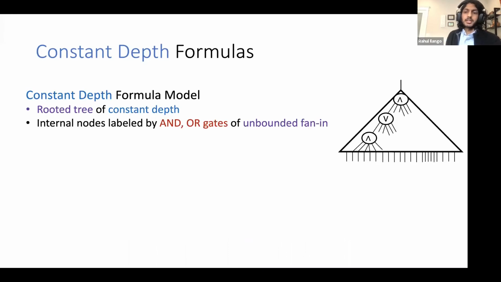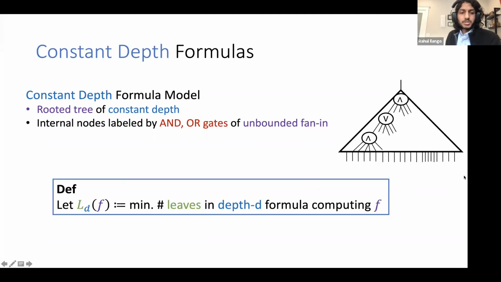So let me just remind you guys of the model of constant depth formulas. So constant depth formula, you have an underlying rooted tree of constant depth, and at each internal node in the tree, you get to use an AND gate or an OR gate, and we can assume all the NOT gates are pushed to the bottom. And let me introduce some notation. I'll say L sub D of F is going to be the depth D formula complexity of F, which is the minimum number of leaves in a depth D formula computing F.